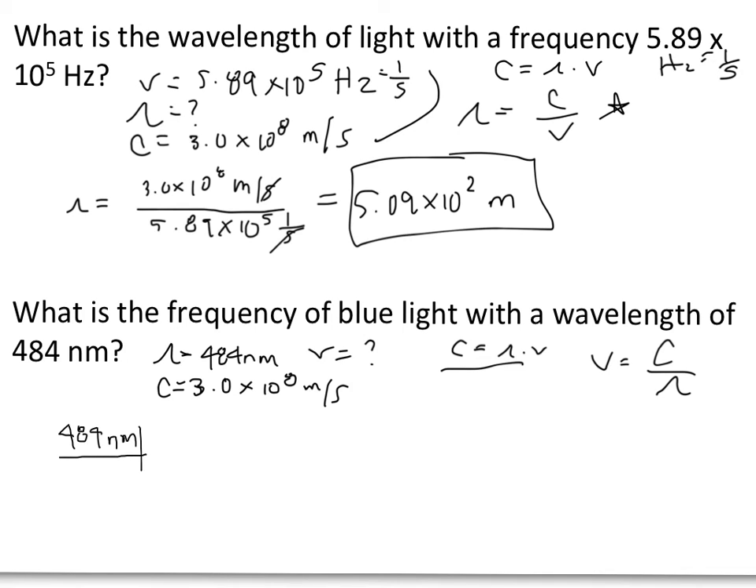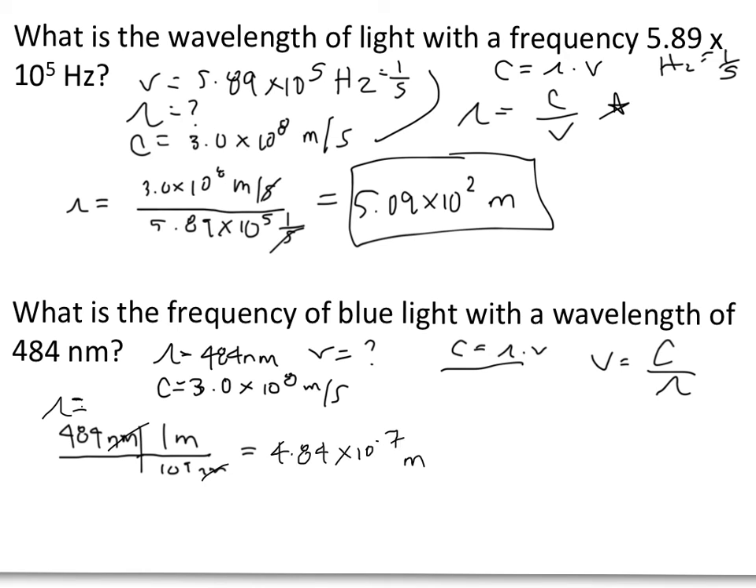Now what is the relationship between nanometers and meters? Well, there are 10 to the 9th nanometers for every 1 meter. So this is the relationship that you should expect. So when I take my 484 nanometers and I divide it by 10 to the negative 9, this gives me 4.84 times 10 to the negative 7th. My units, nanometers cancel, so meters is what's left over. So my wavelength has now been converted from nanometers into meters, and it is equal to 4.84 times 10 to the negative 7 meters.